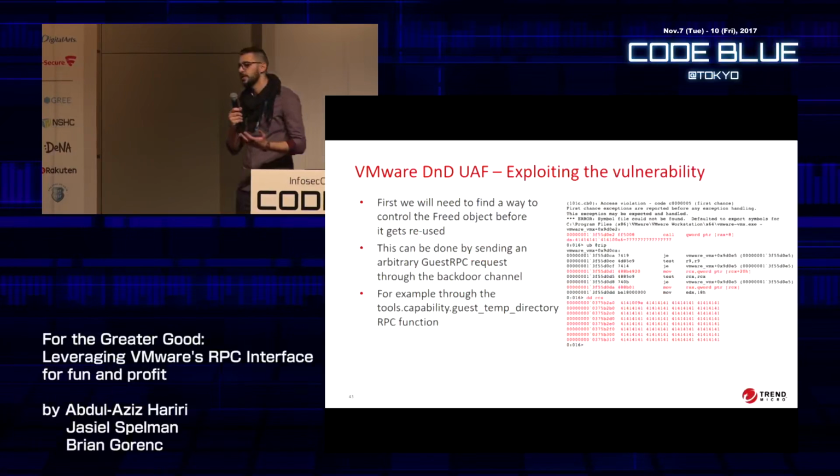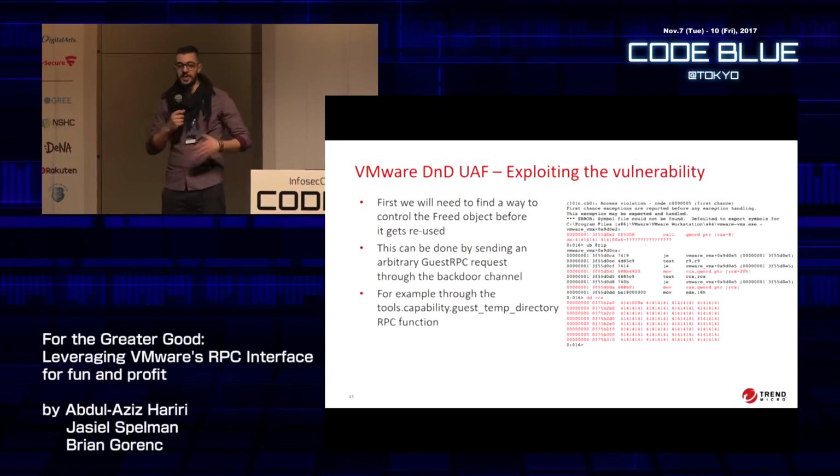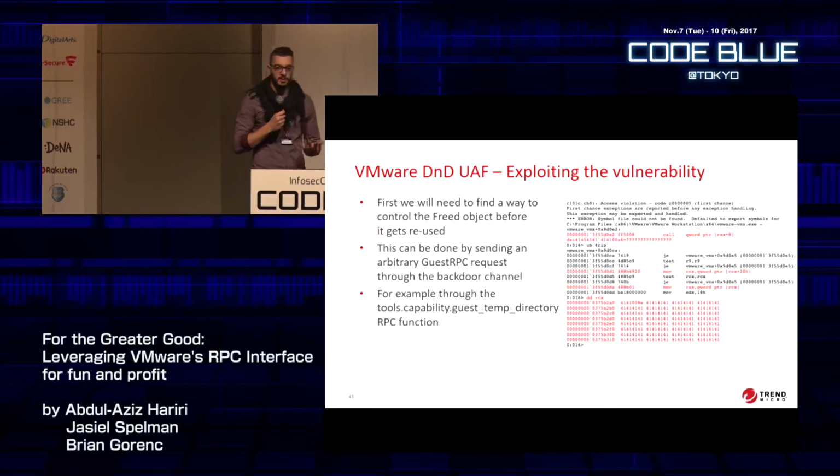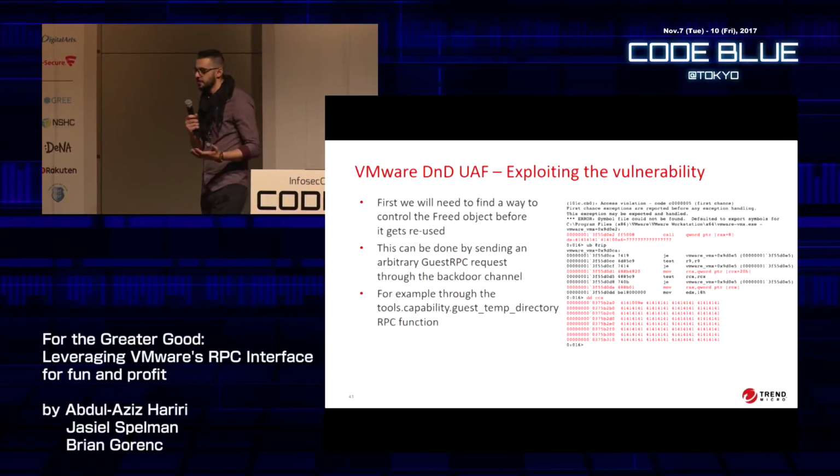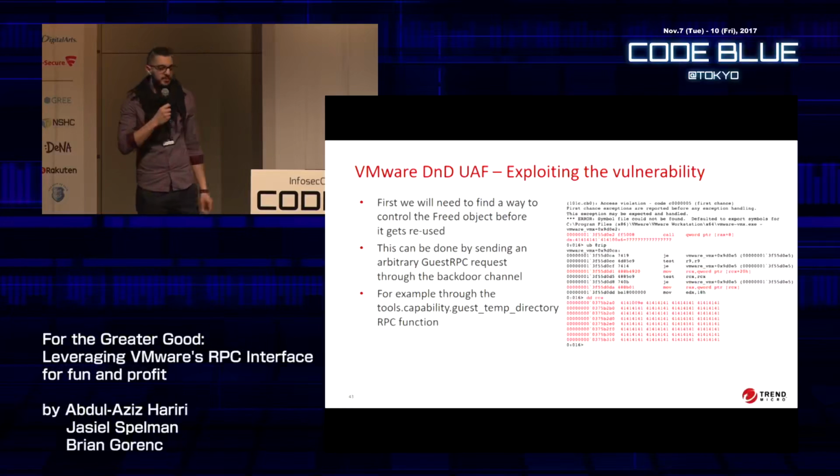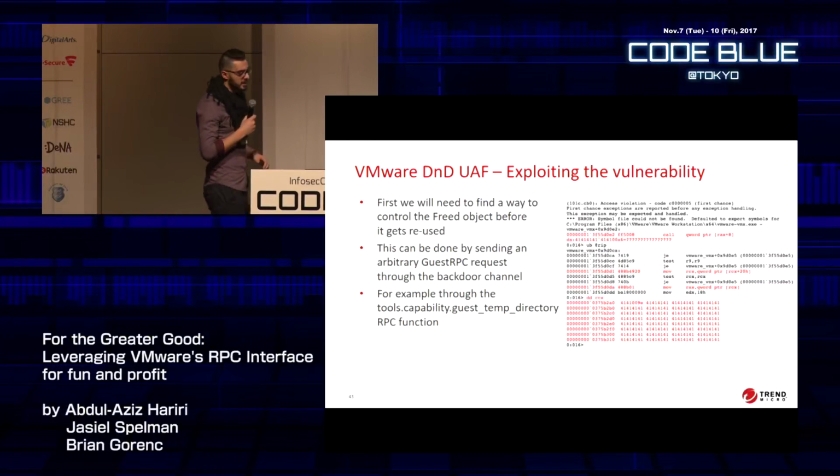So now, since we know exactly where it has been freed, where it has been allocated, and the size of the object, the next question is how can we exploit the bug? How can we overwrite that freed block? We don't have the luxury that we have in IE. We don't have JavaScript, so it's not as easy to overwrite that object. So I started doing some reversing.